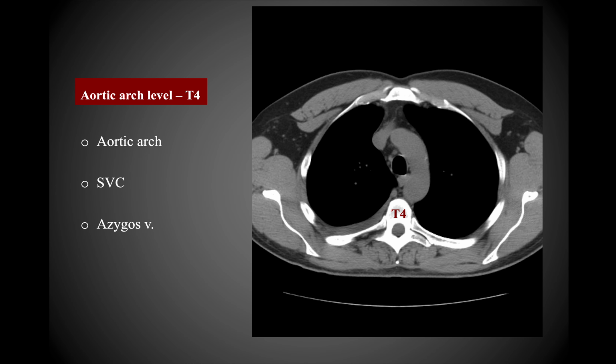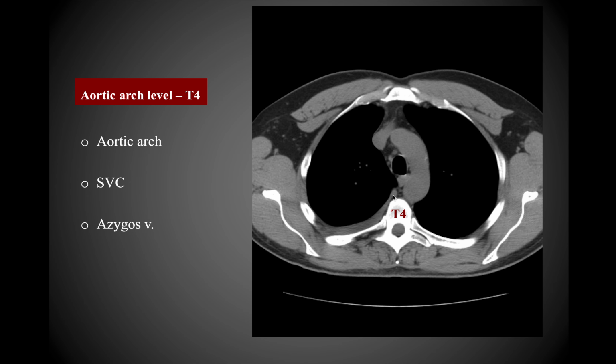The next important level is the aortic arch level, which is at the vertebral level T4. In this case, you can see this large arching structure right here, which is clearly the arch of the aorta. At this point, you can also see the superior vena cava. The right and left brachiocephalic veins have anastomosed to form the SVC. And then, although you don't see it well in this image, you should be able to see the azygous vein cutting across and dumping into the superior vena cava as well.